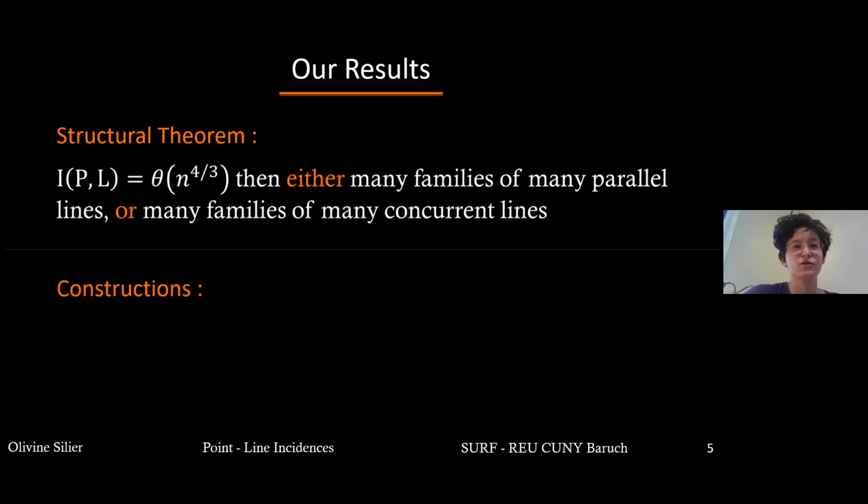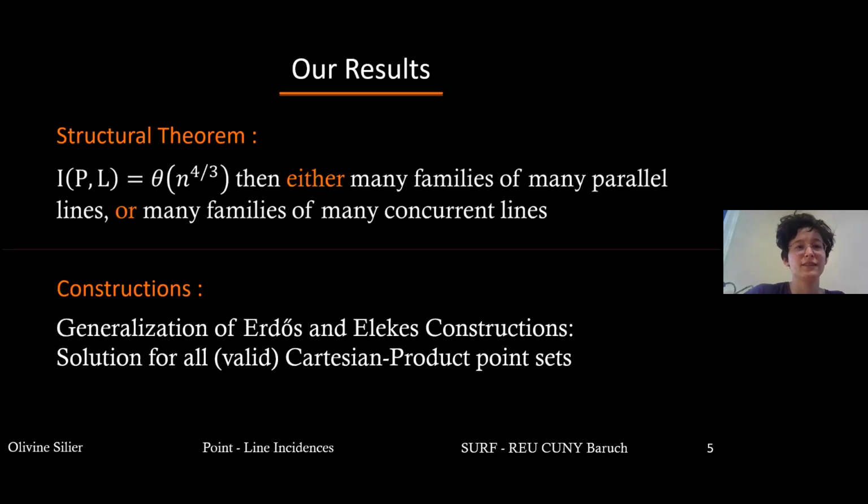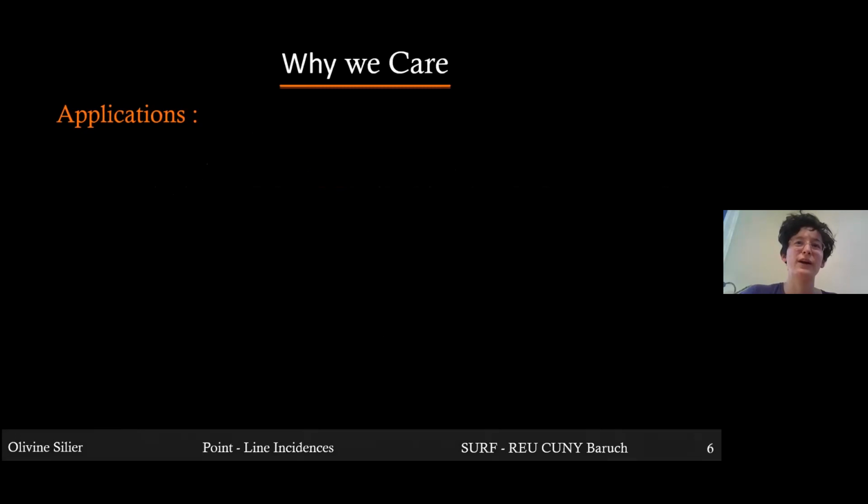And then our constructions result is a generalization of the Erdős and Elekes constructions mentioned earlier, which gives a solution, at least in the case where the line set and point set are the same size, for all choices of formats, so all possible shapes of the line set. That means it's parameterized by the number of x coordinates versus the number of y coordinates. Okay, and before we delve more into that, I'm going to talk about why we care.